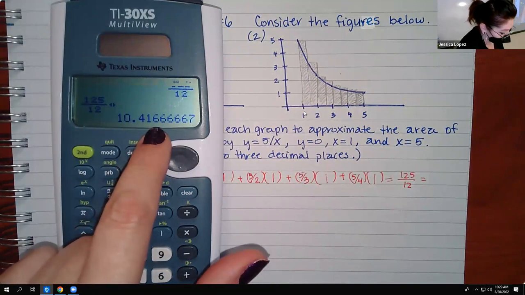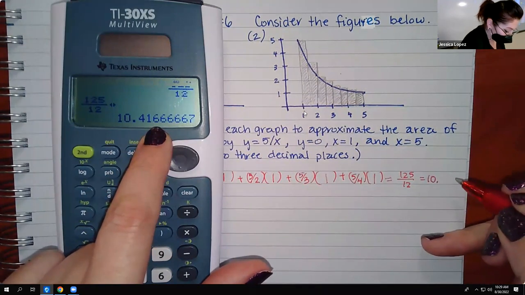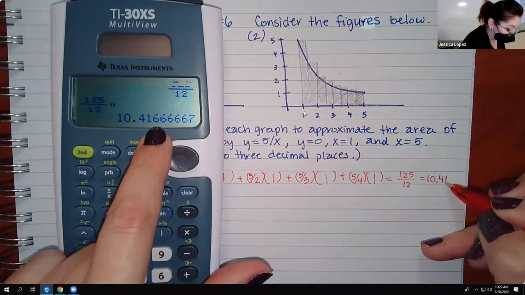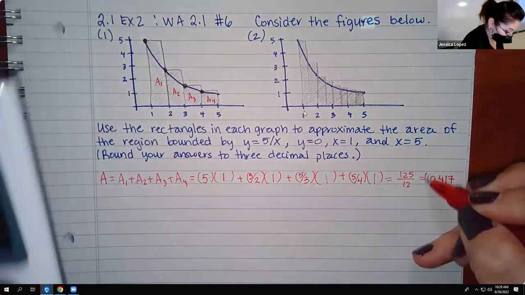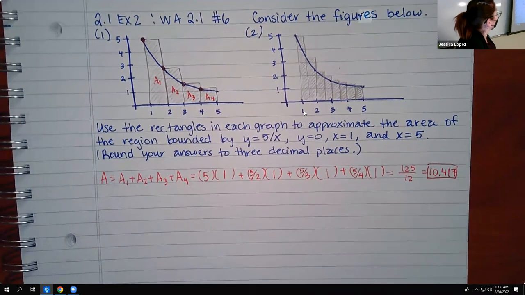Is going to be what? 10 point what? 10. Yep, you got it. So that's how many square units that area is.